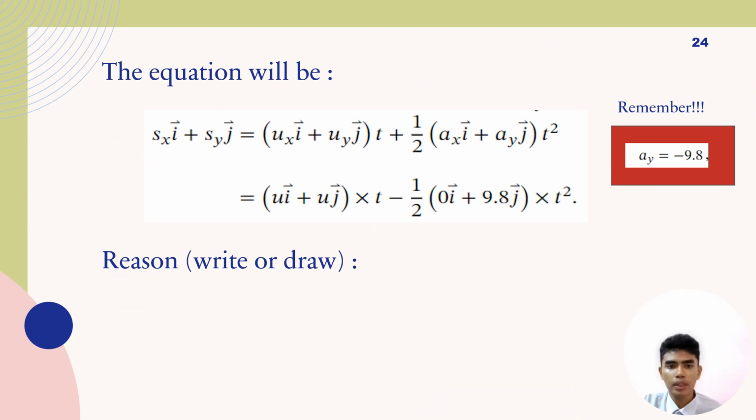So the equation will be s = si + sj, which is equal to u times t plus 1/2 times the bracket (ax i + ay j) times t squared. So right now we substitute our first velocity into this one, like in the previous slide, and 9.8 into this slide. So we need to get the formula step by step.